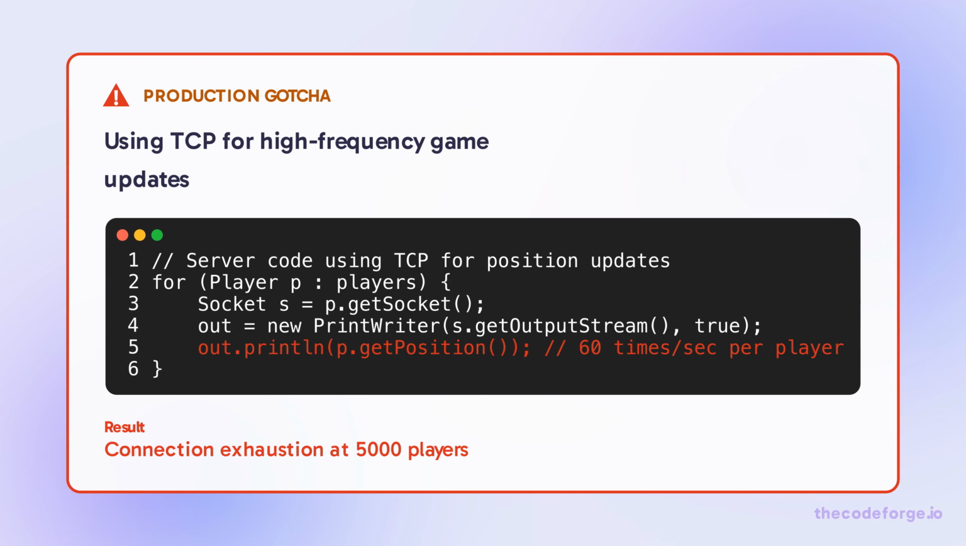This is the code that caused the incident. The server sends position updates over TCP for each player, 60 times per second. Each TCP connection consumes kernel memory, and with 5,000 players, the ulimit and memory are exhausted. The fix was to use UDP for these updates.